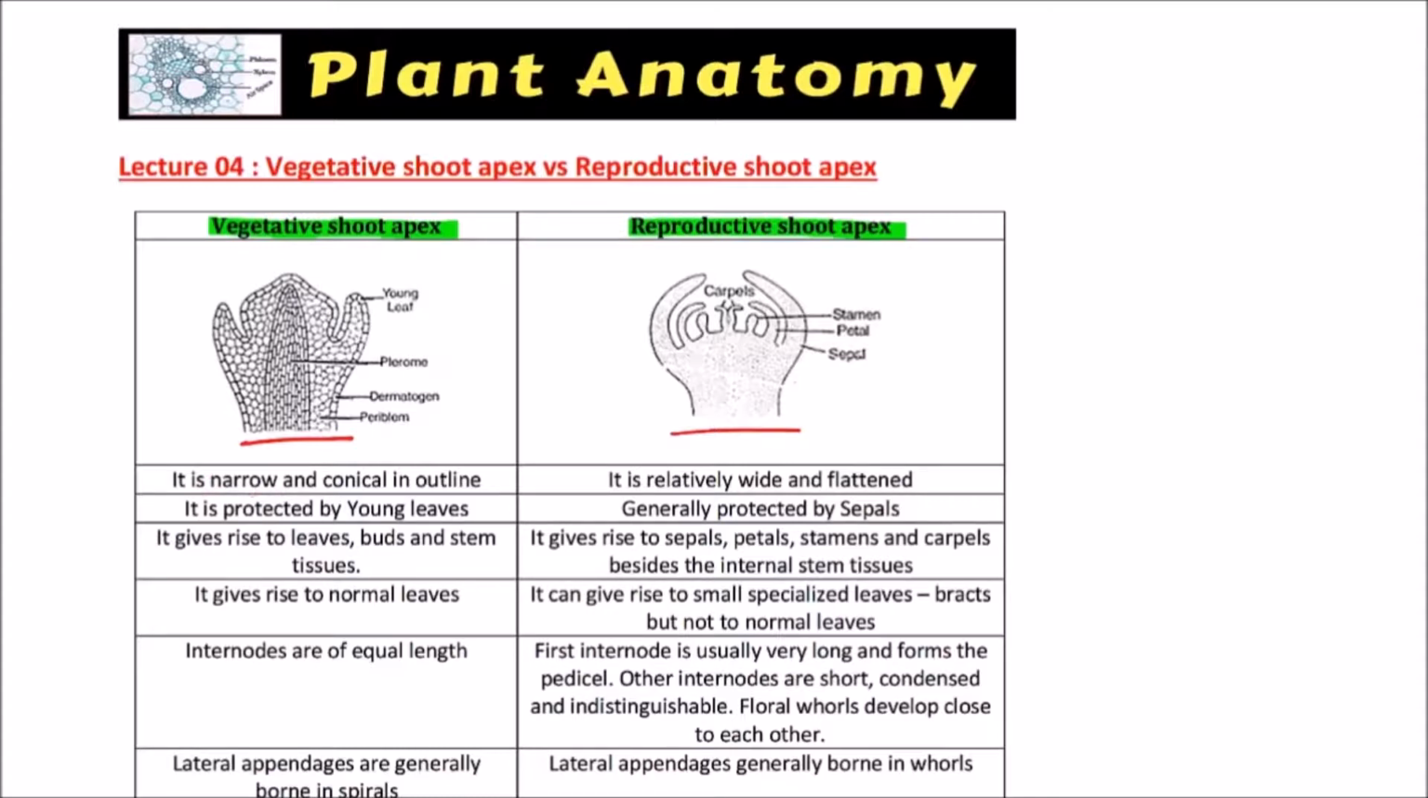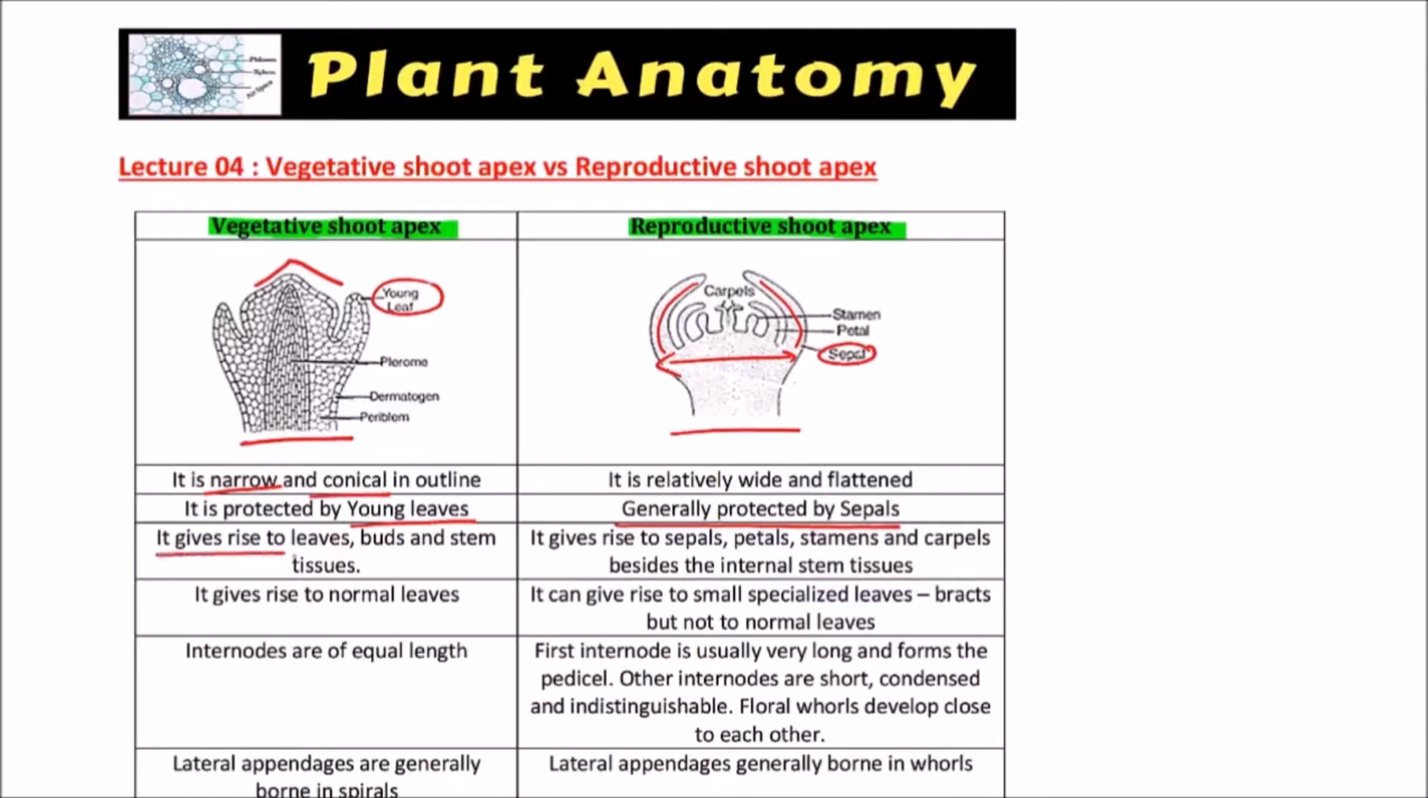The outline of a vegetative shoot apex is narrow and conical, while this one is relatively wide and flattened. The vegetative shoot apex is protected by young leaves. We can observe this is a young leaf. The reproductive shoot apex is generally protected by sepals. This is a sepal. These are two sepals protecting the carpels in the section.